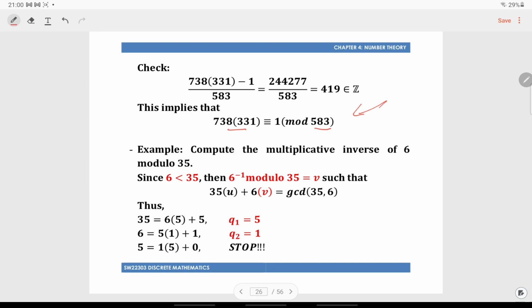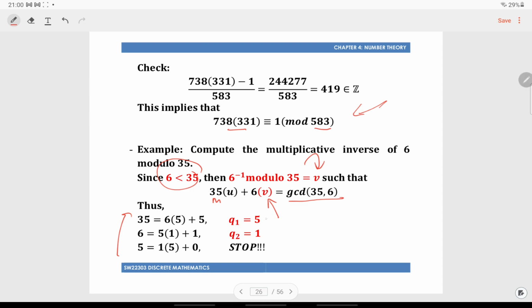Okay, in the next example, we have a different case, where we have x smaller than m. When x, which is 6, is smaller than m, which is 35, our aim is to find v such that 35u, where 35 is m, plus our x, which is 6v, equals the GCD. So our aim is not to find u, but to find v. The next step, just like the previous example, is to do the Euclidean algorithm.